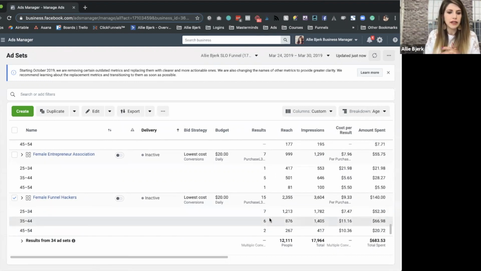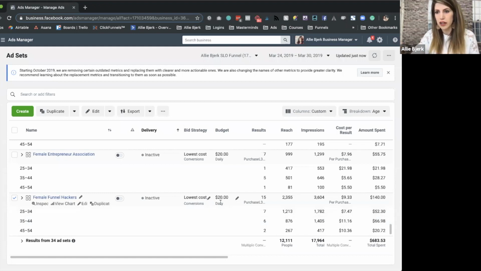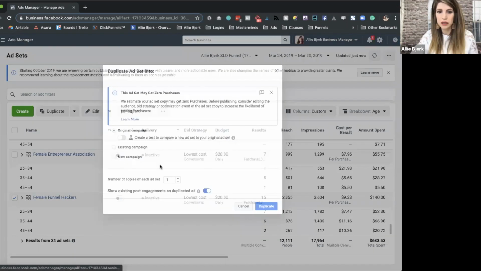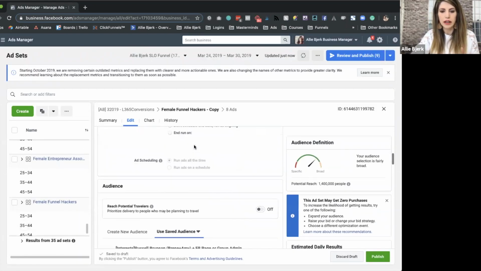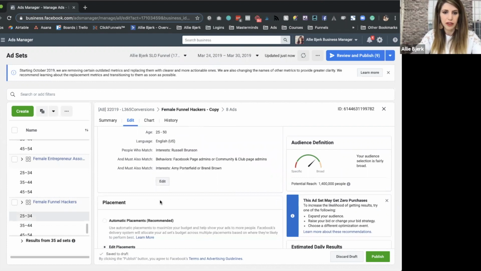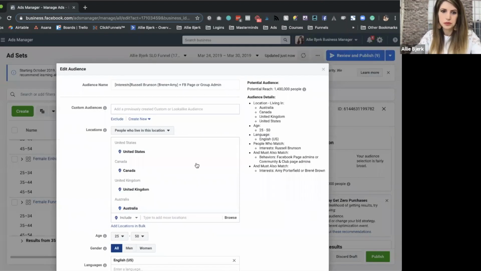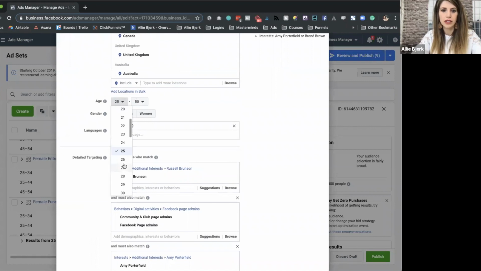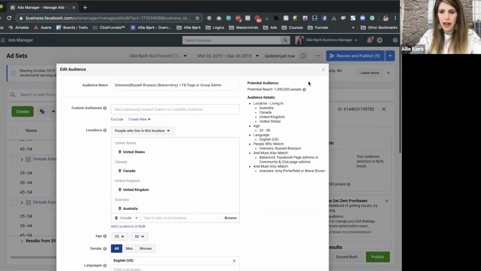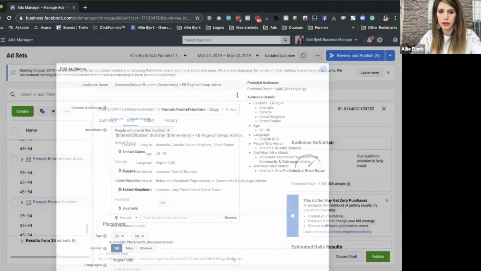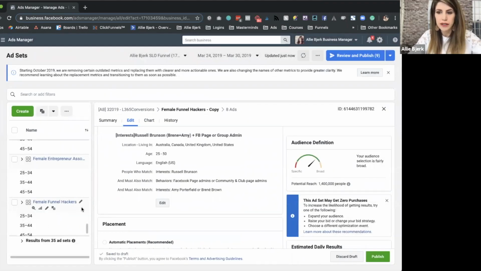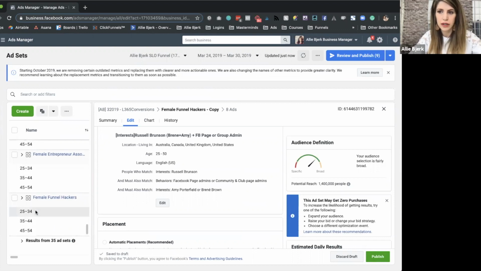So you can see that if I wanted to change this up, if I wanted to duplicate what I was spending, about $20 a day here, I was able to just hit duplicate. And then when I'm actually creating it, I remember over here, because I can still see 25 to 34, then I edit this audience and change it to 25 to 34. So then I'm running ads to a brand new segment of the same audience. So I started creating brand new ad sets for each of these different demographic segments.